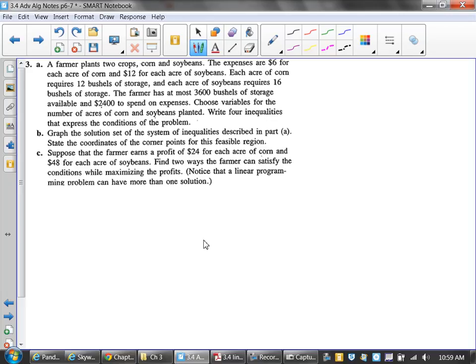So in this case, when you read through the entire problem, at the very end, it states that it wants you to maximize your profits. So you have to figure out, well, what are your profits for corn and for beans? You make $24 for the corn and $48 for the beans, and that's going to be your objective. After that, you go back into the problem, and it talks about how much things cost and how much storage space you need.